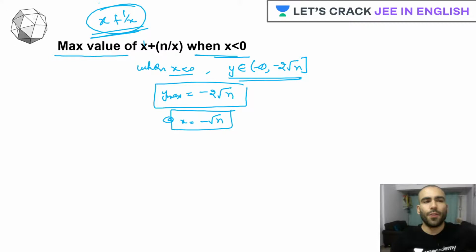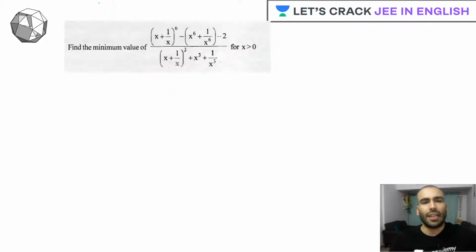Okay, so I hope this is useful for you. This will save a lot of time while you are solving questions. Now let's see how we can use this information to solve a question in inequality.